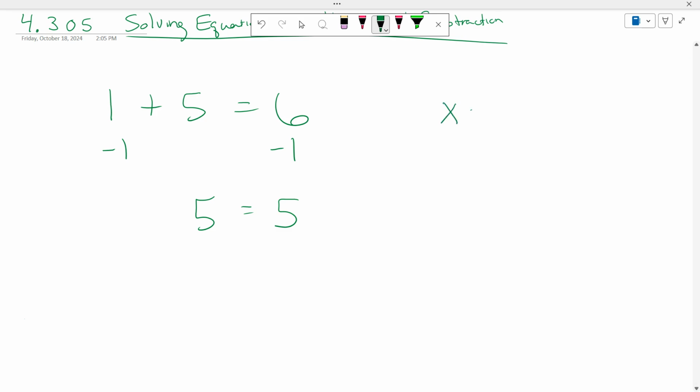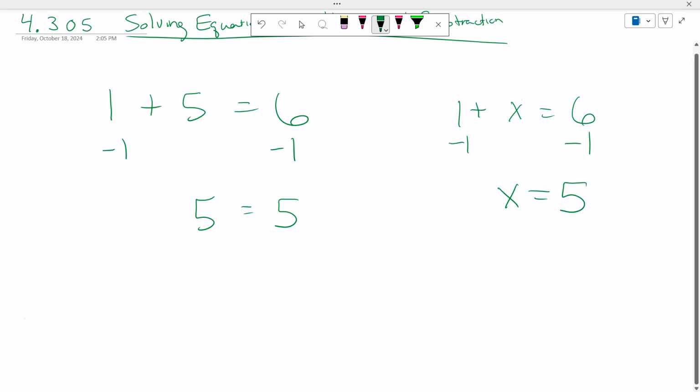So if we have 1 plus x equals 6, okay? If we want to get x alone, when this is an addition problem, we have to do the inverse operation. The inverse operation is the opposite of what we're doing. So instead of addition, we are subtracting. So x would equal 5, okay?